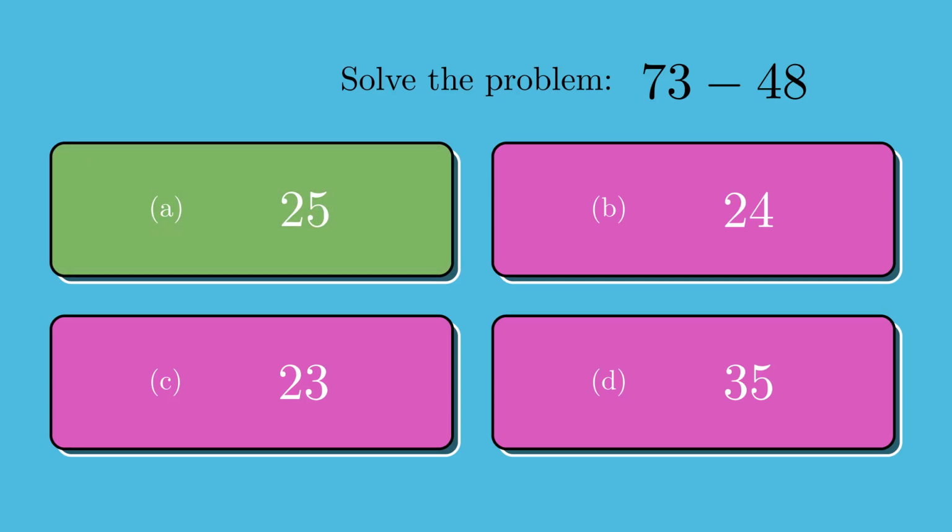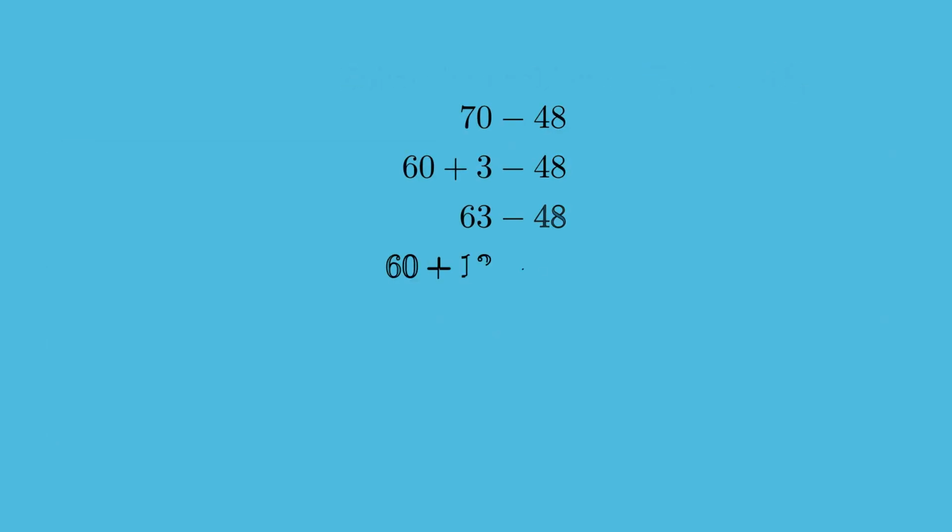Correct answer is A. Begin by subtracting 8 from 3, which is not possible. So borrow 1 from 70, making it 60, and add 10 to 3, which becomes 13. Now subtract 8 from 13 to get 5. Finally, subtract 4 from 6 to get 2. This gives a result of 25. Thus, the correct answer is 25.